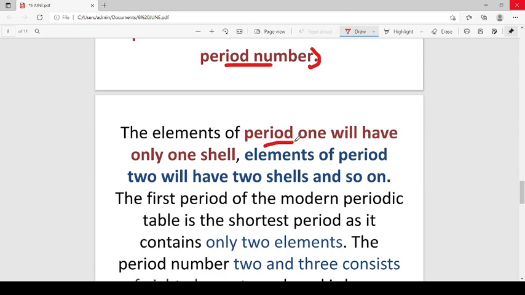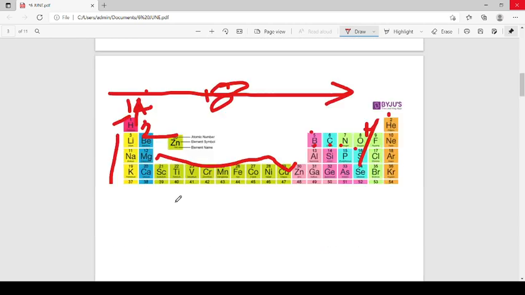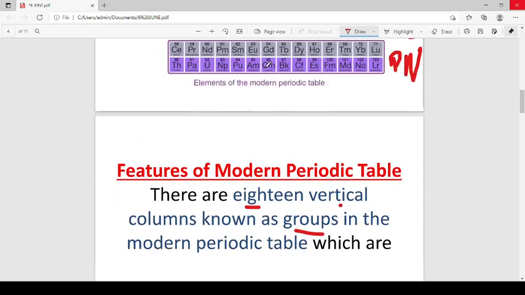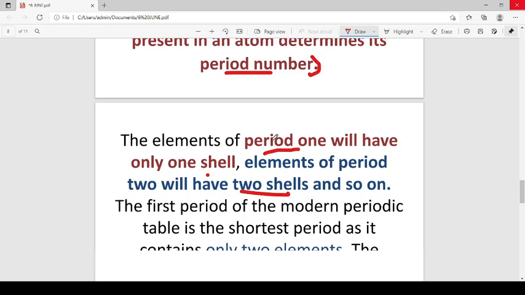Now the elements of period 1 will have only one shell. Elements of period 2 will have two shells, and elements of period 3 will have three shells. Okay, so these are the periods: period 1, period 2. If my element is of period 1, then it will have one shell. If my element is of period 2, it will have two shells surrounding each other. If my element is of period 3, then it will have 3 shells. So this was about the shells.